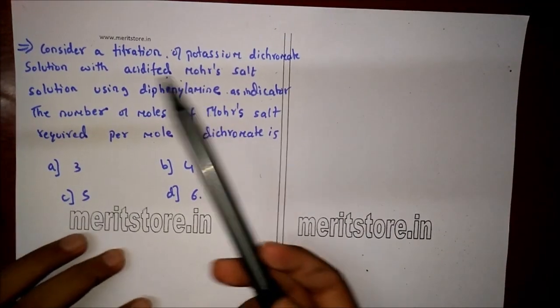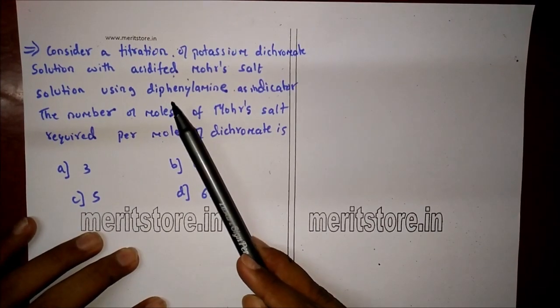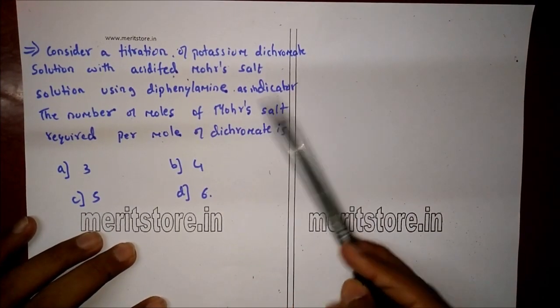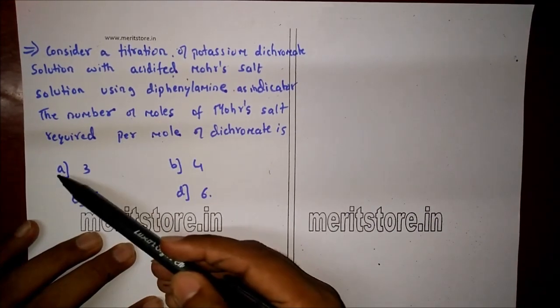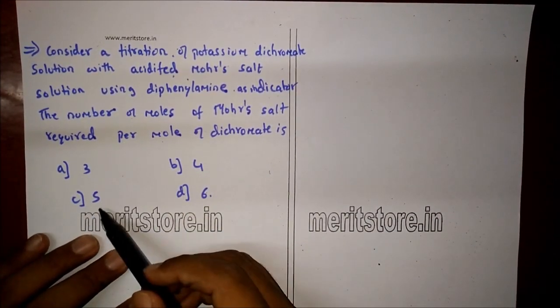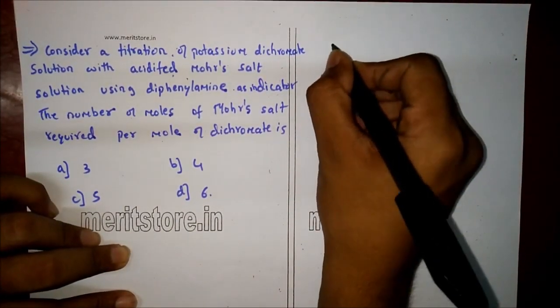Titration of potassium dichromate solution with acidified Mohr's salt solution using diphenylamine as indicator. The number of moles of Mohr's salt required per mole of dichromate is A) 3, B) 4, C) 5 or D) 6. Now let's look at how the reaction takes place.